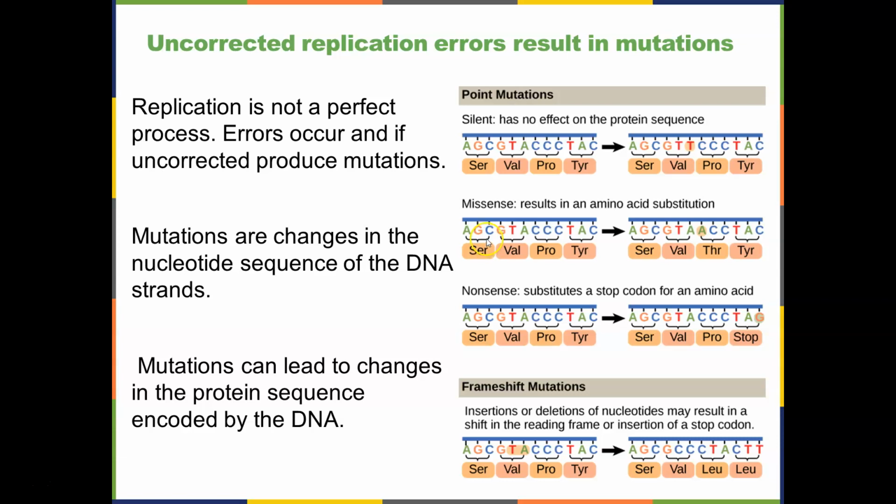Now, here's another situation right here. In this sequence, the leading C on proline, CCC, is replaced by an A, all right? And ACC does not code for proline, it codes for threonine. So we've replaced this amino acid with a completely different amino acid right here.